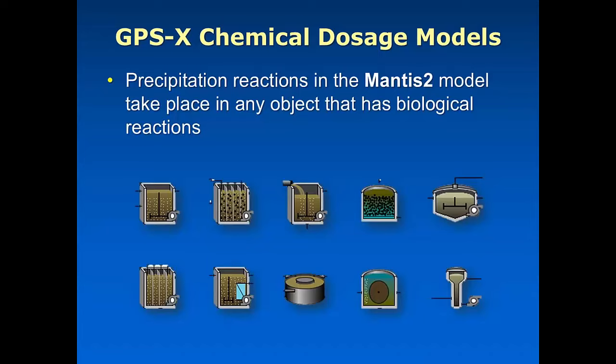So any place you have biological reactions going on, such as these objects that you see here, all the regular activated sludge ones, the biofilm ones, the digester, struvite recovery, all of those types of ones where we have the actual matrix of equations being solved.